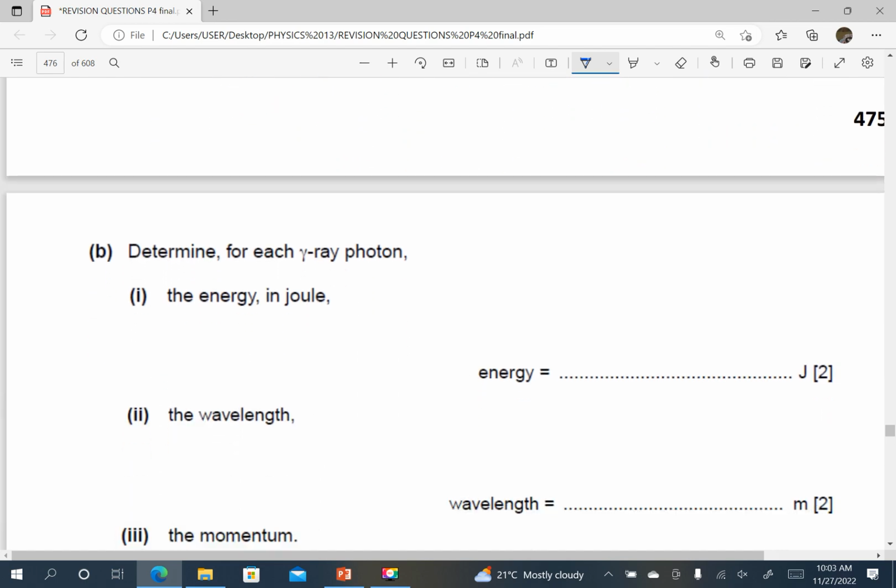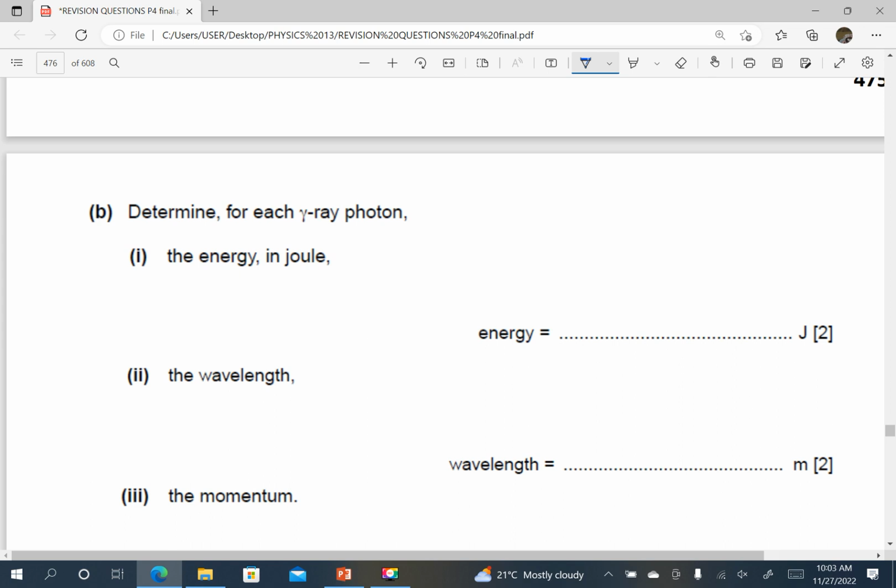Determine for each gamma ray photon the energy in joules. So that is just for one gamma ray photon. So energy is equal to mc squared. Since we don't have the wavelength, I'll use energy equals mc squared. Remember, the mass of the pi meson is what has become energy in the form of gamma ray photons. The mass of the pi meson is 2.4 times 10 power negative 28 kilograms.